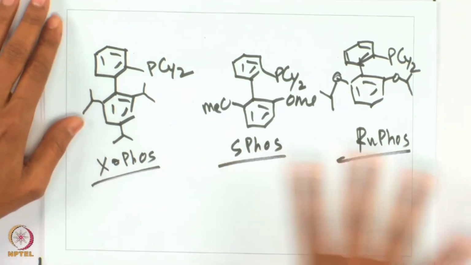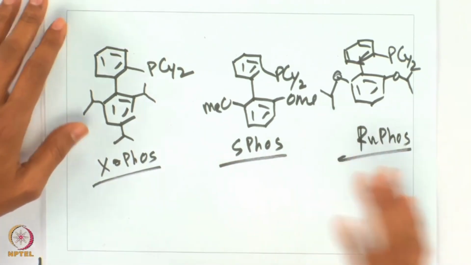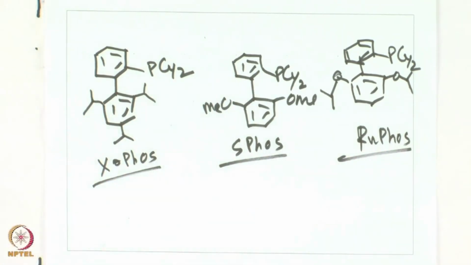What we are looking at is these three different ligands, and any of these ligands we will generically represent as biaryl and phosphine. So, just the biaryl unit we will draw, and there could be different substituents; we will not get into details of that, and then we will see how they may be participating in the reaction.